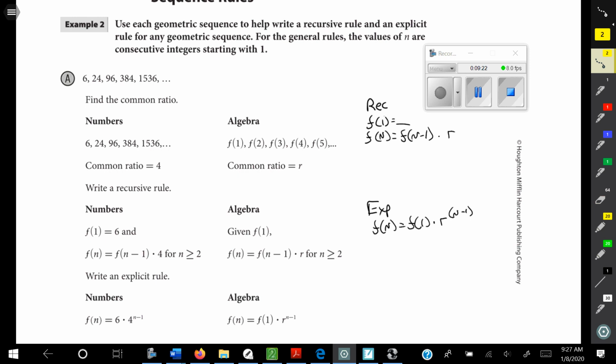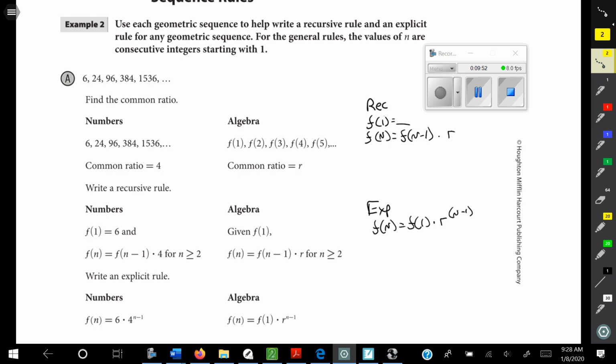Over here on the right, it has it algebraically. It's saying the first term, algebraically, is f of 1. And then the next term is f of 2. And the next term is f of 3. The next term is f of 4, and so on. And then it gives you the formula for the explicit rule and the recursive rule. But what I want you to do is the same thing we've been doing. Just write the recursive rule and the explicit rule. Okay, so I'm going to go ahead and work this one out.